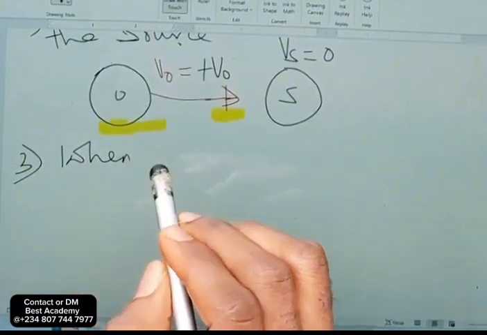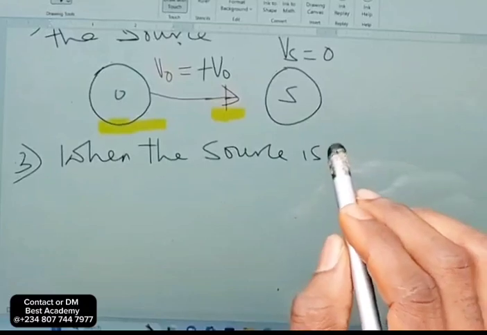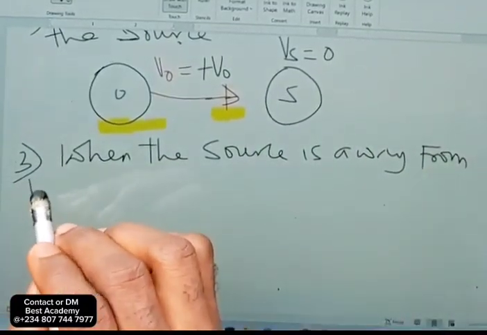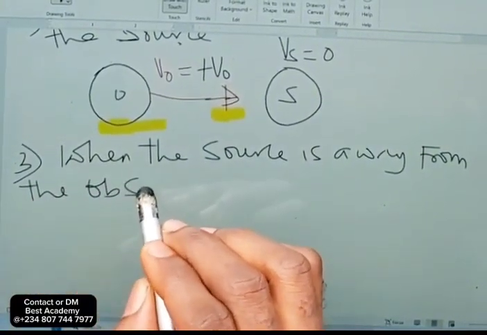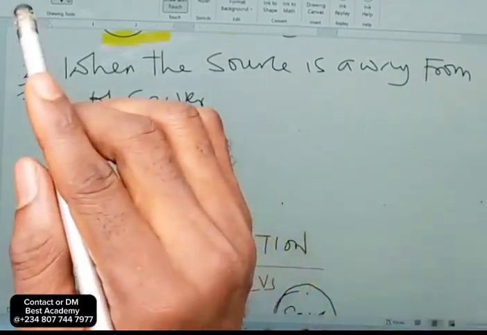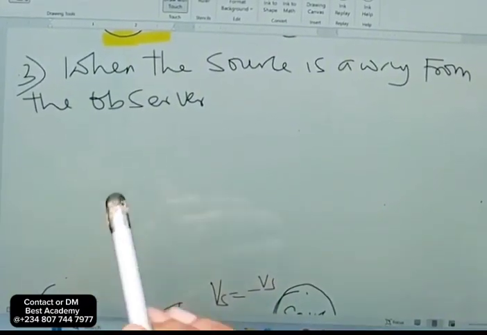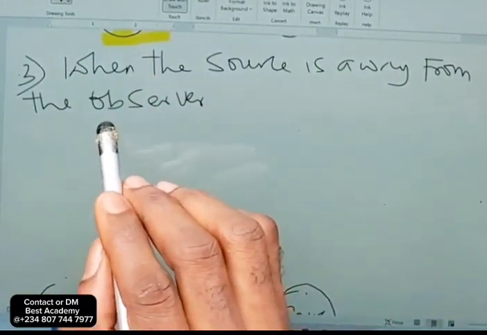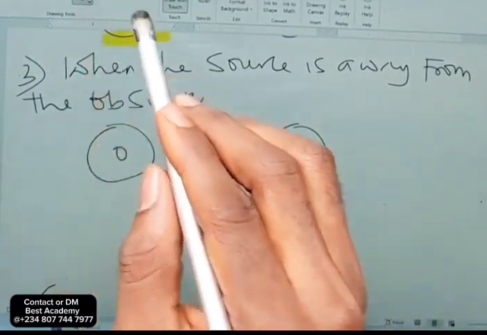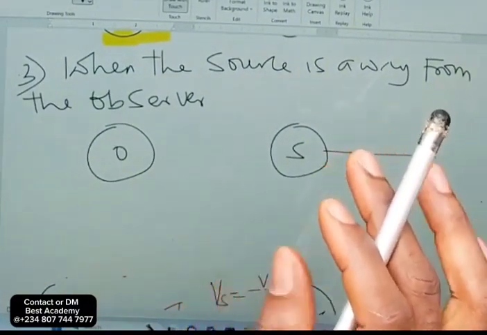So the next one here, let's take the third one here. When the source is away from the observer. So if the source is away from the observer, let's look into the pictorial sketch here to understand this statement. Okay, so this is the observer, always this is the source. So the source is away, that means the source is away here. That is the velocity moving here is from the source, that is the v.